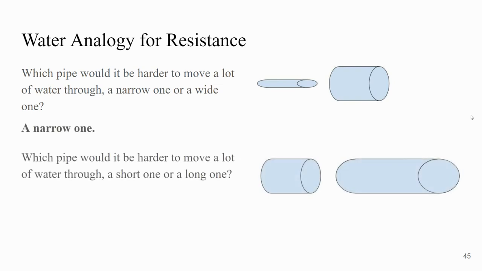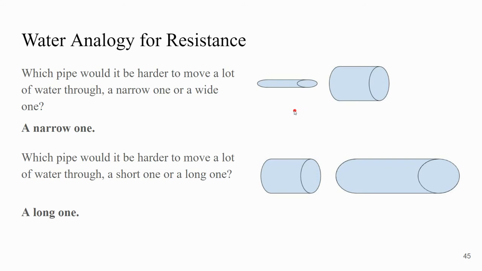Now, if you had 2 pipes and one was just a short, stubby one and one was a much longer one, which one would it be harder for the water to flow through? It would be harder for water to flow through the long one. That's less obvious than the top one, but the longer your pipe is, the more total resistance to the flow of water it's going to give.